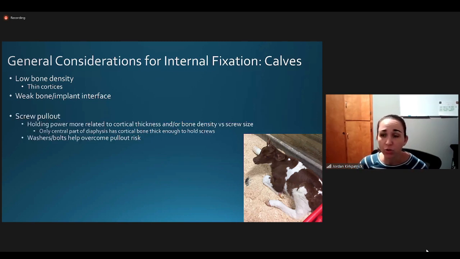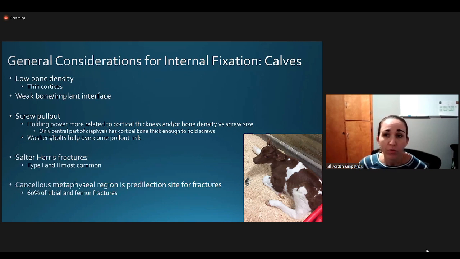The big thing is screw pull out because again, their bone is softer, so the screws don't hold quite as well as they do in adult bone. Washers and bolts can be added to try to help with that pull out risk, but it's just something to note. For calves, Salter-Harris fractures, type 1 and 2 are most common. And the metaphyseal region is the most common site for fractures. For calves, 60% of the tibial and femur fractures are in that location.